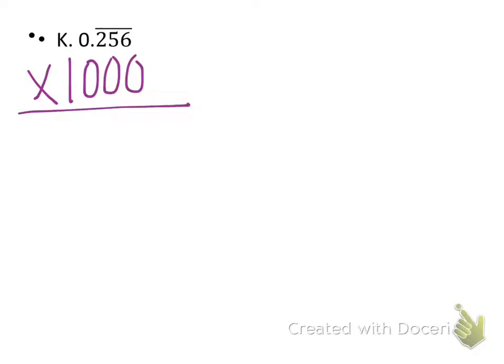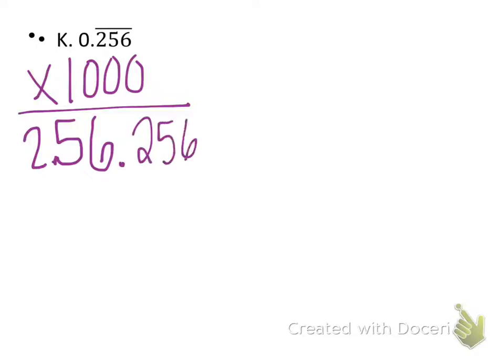All right, the next one, 0.256 repeating. Okay, now, our smallest repeating number is the 6, and it's in the thousandths place. So I'm going to multiply this by 1,000. When I do that, I get 256.256 repeating, because remember that 256 keeps going. 256, 256, 256. Okay, so I get 256 and then 0.256 repeating.